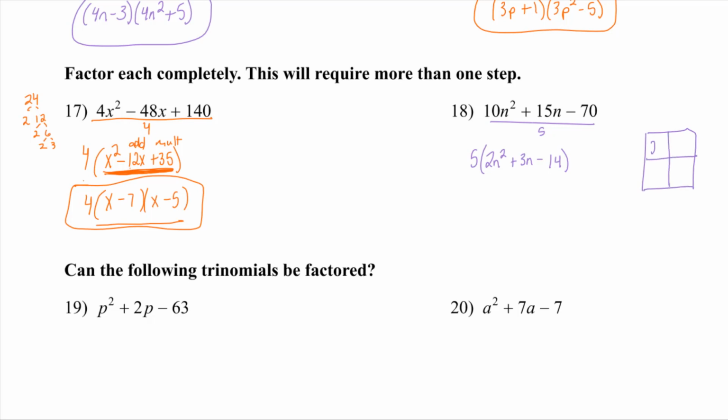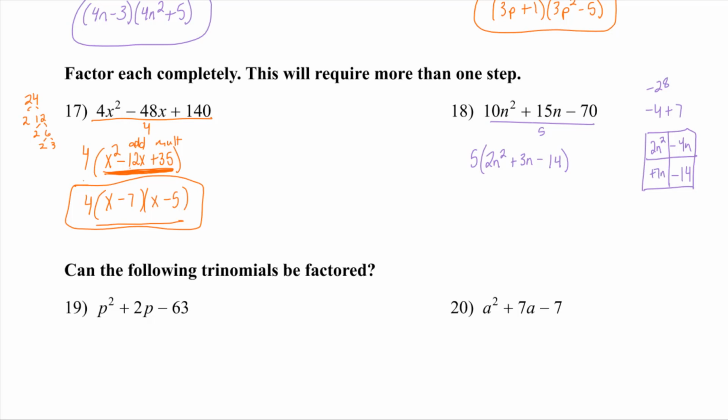And let's put the 2n squared. Again, we're going to ignore the 5 and just let it hang out there. So 2n squared and negative 14 go here. 2 times negative 14 is negative 28. What multiplies to get negative 28, that adds to get 3? That would be a negative 4 and a plus 7. So I'm going to do negative 4n and plus 7n. And then continue with the box.